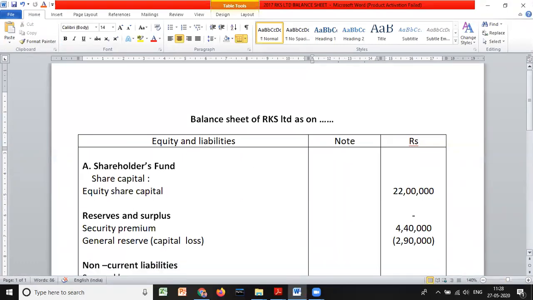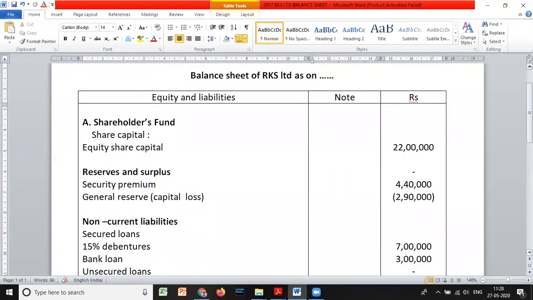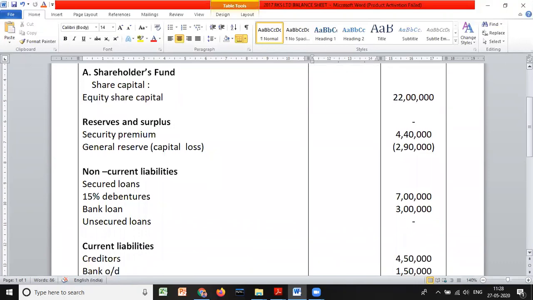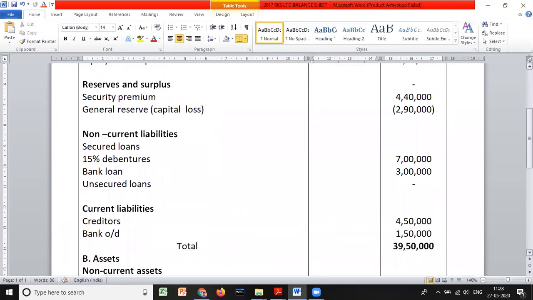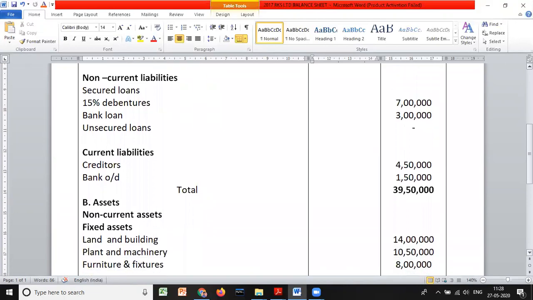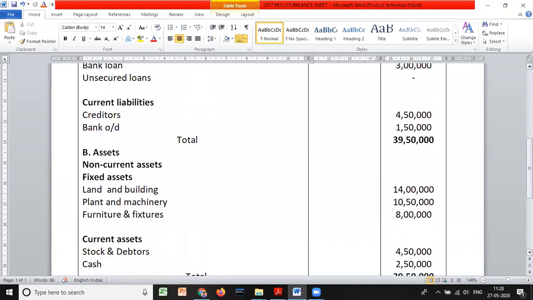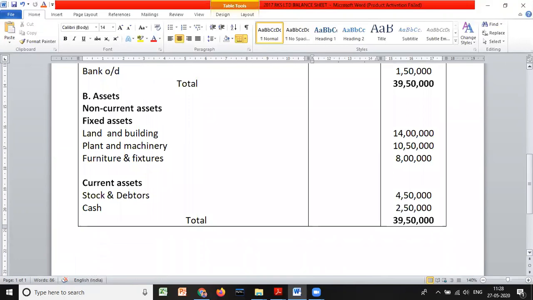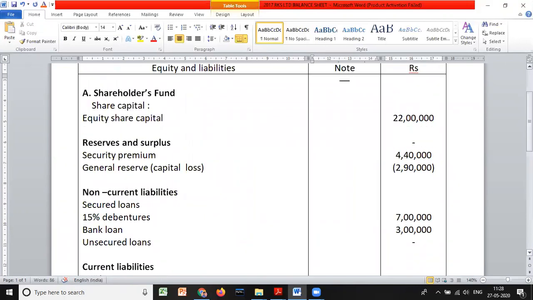Okay, the balance sheet will be: shareholders fund 22 lakh, 4 lakh 40, then the loss, then 7 lakh, 3 lakh, 2 lakh 50, 4 lakh 50,000, 1 lakh 50. If you total, you will get 39 lakh 50,000. Okay, this is the balance sheet of RKS Limited, which is very, very important.